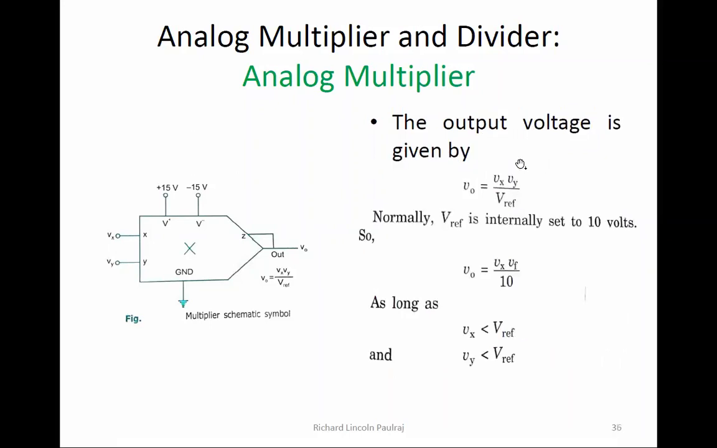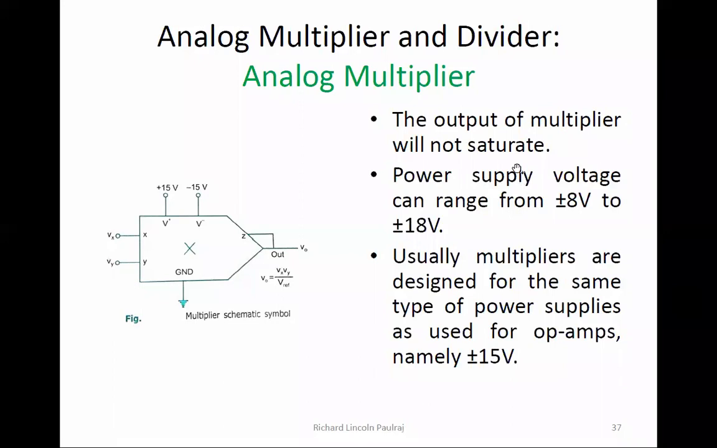So when will it not saturate? Only if this condition is met. Only if Vx is less than V reference and Vy is less than V reference will I not make my circuit saturate. What is meant by saturation? Which is being constant, or being at the same point, right? It will not saturate.